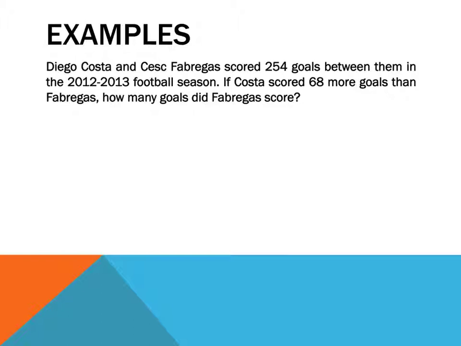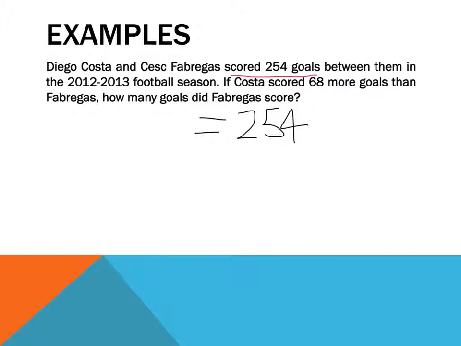So, lots and lots and lots of words. I know it's going to be an equation, so I know it's going to have an equal sign. I'm talking about footballers' goals. As I read more, I can see they scored 254 between them. So that means there's a total of 254 goals. See how I did that? If Costa scored 68 more than Fabregas, how many did they score?